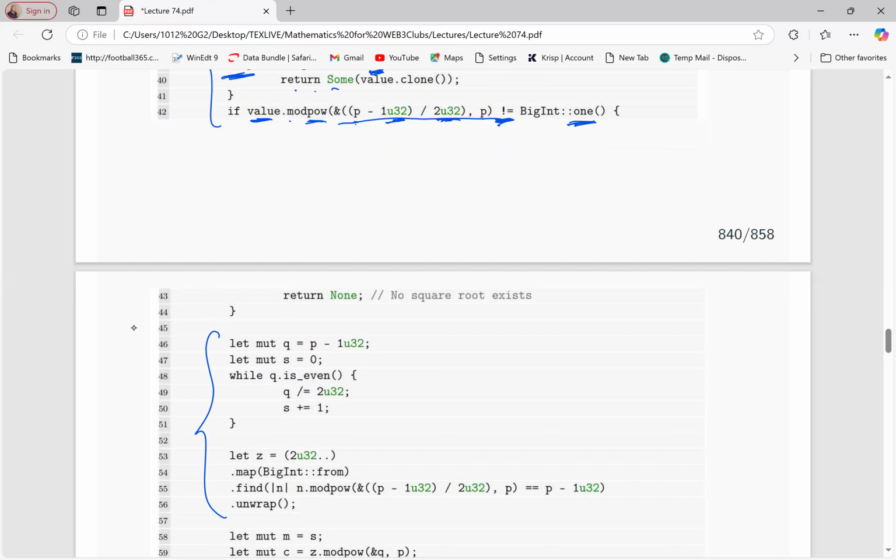Of course, it begins by letting Q be P minus 1. This one is just a U32. That means we are not looking at the negatives, just looking at the positive values and so on. That's why we're using U. And we let it be mutable. And then let S, of course, we talked about S. We let it be 0. That's what we want to get.